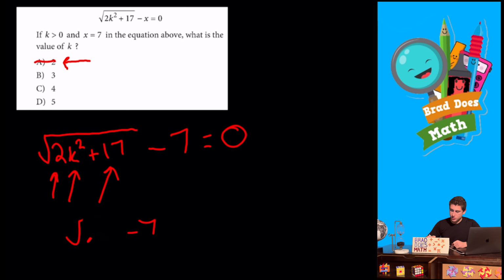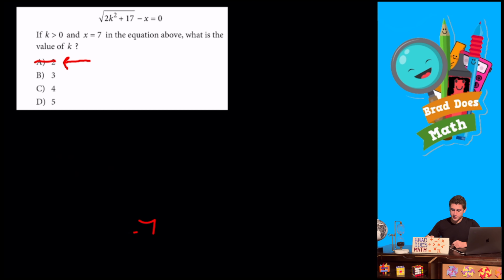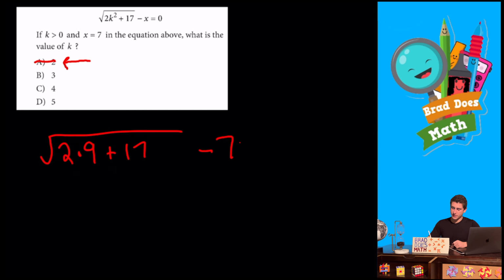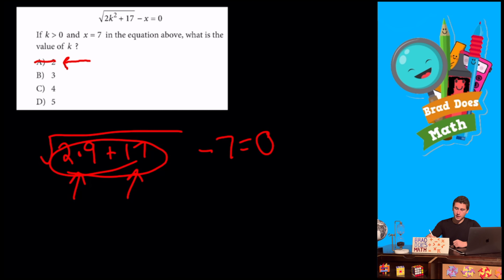Alrighty, now let's try plugging in 3 once I erase. So the square root of 2 times 3 squared, so 2 times 9, plus 17. And again, minus x, still have 7 as x. That doesn't change. Equals 0. So 2 times 9 is 18. 18 plus 17 is 35. And 35 doesn't square root evenly. And by now, maybe you already realize that we're looking for a 49 in here. That way we get the square root of 49, which is 7. 7 minus 7 gives us 0. So regardless if you realize that or not, we know B is not the right answer. So we'll eliminate that.